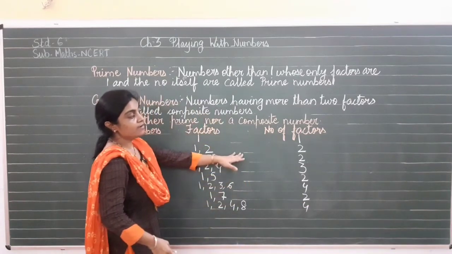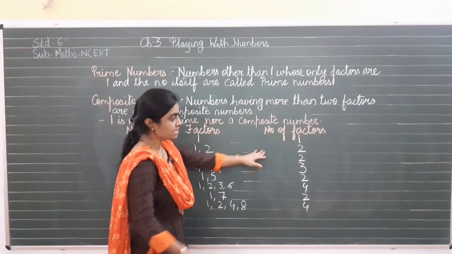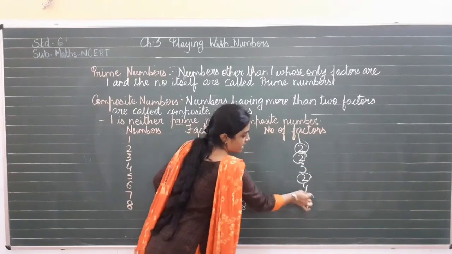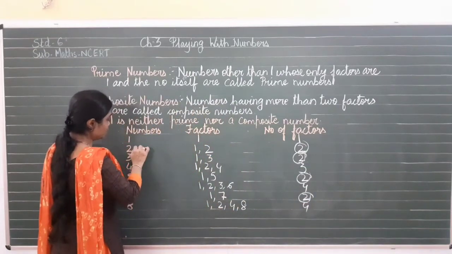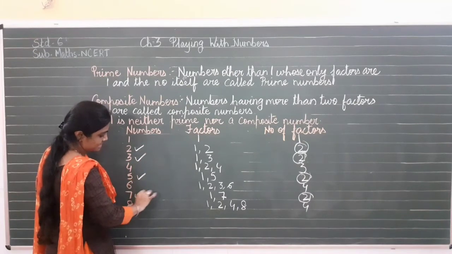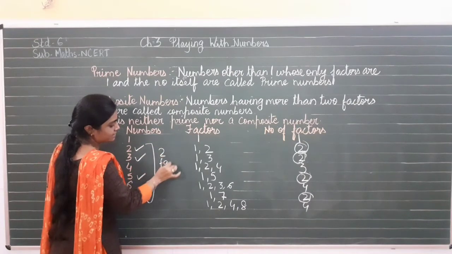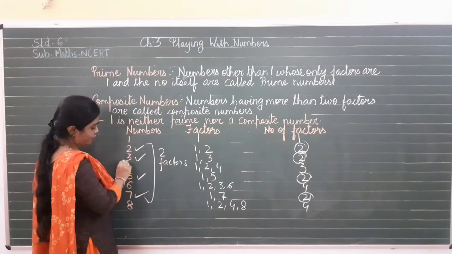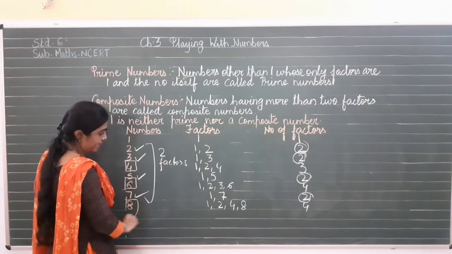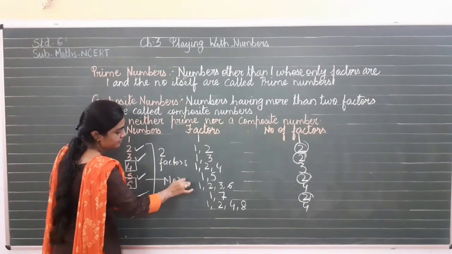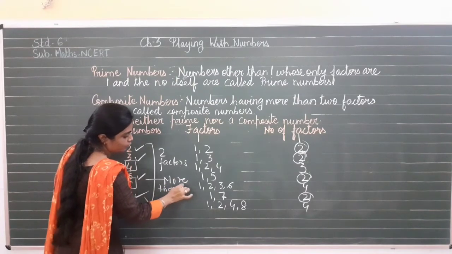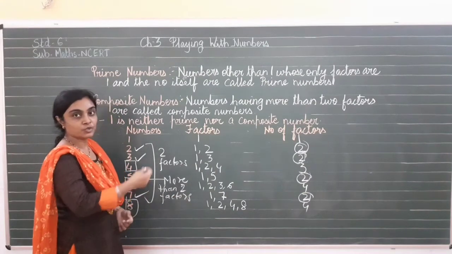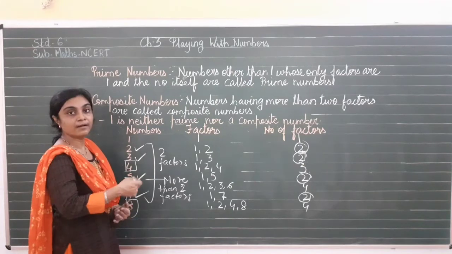Now here we can see which are the prime numbers and composite numbers. Now this number of factors is 2, here also 2, here also 2 and here also 2. So we can say 2, 3, 5, 7 have only 2 factors. So these numbers are called prime numbers, whereas 4, 6 and 8 have more than 2 factors. So they are called composite numbers. So in this way we can separate prime numbers and composite numbers.